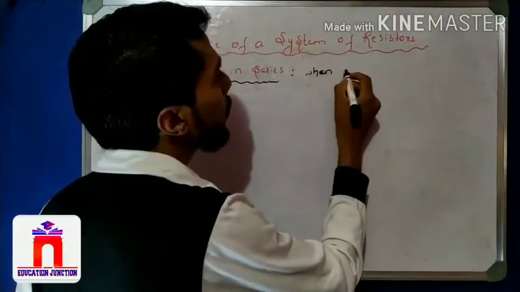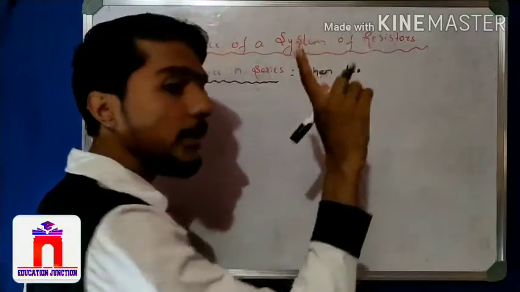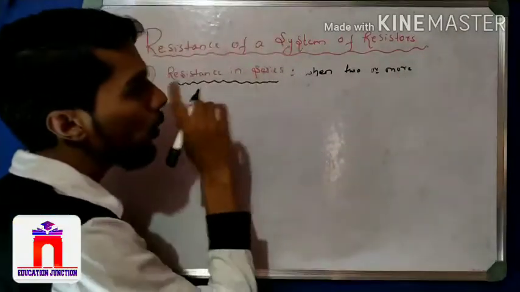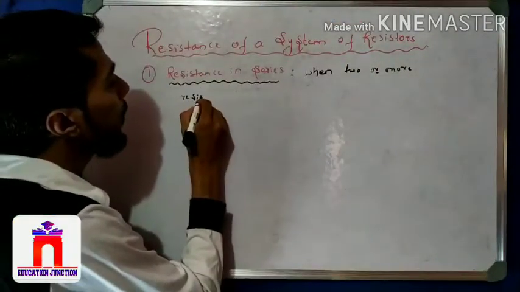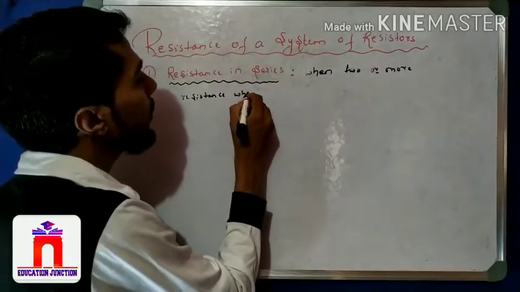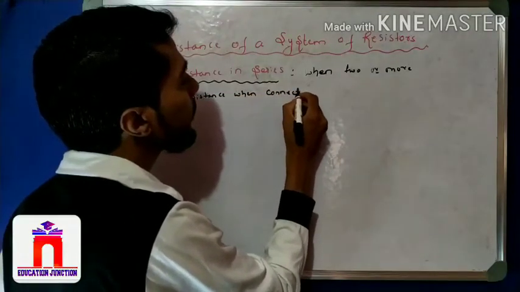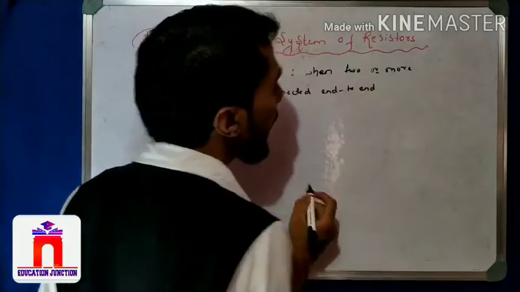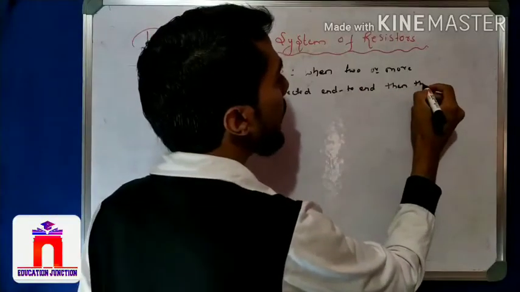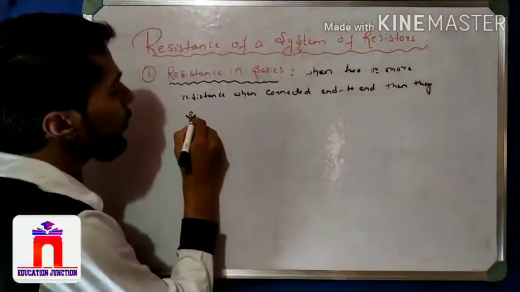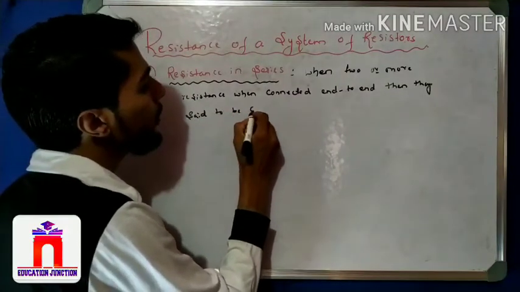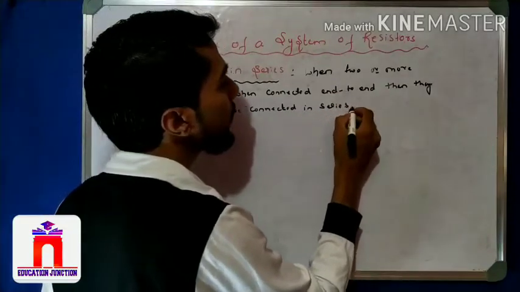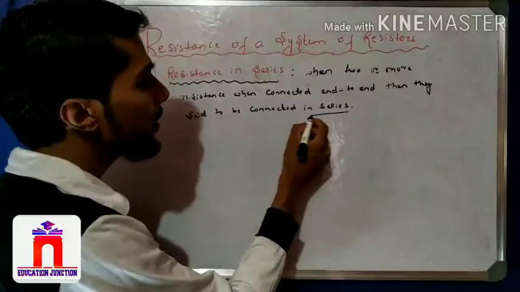When two or more resistances are connected end to end, then they are said to be connected in series, right? In series, that is the meaning of series, resistance in series.